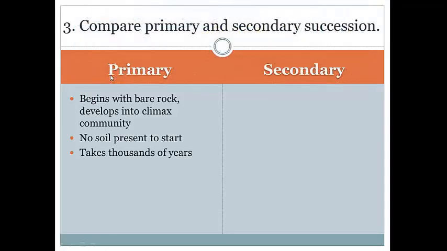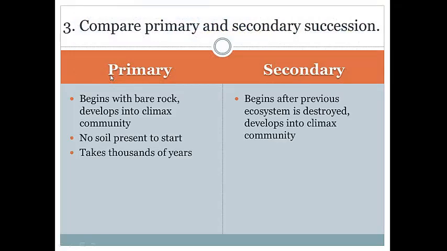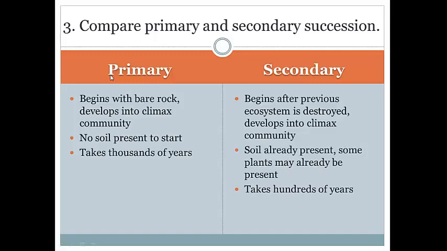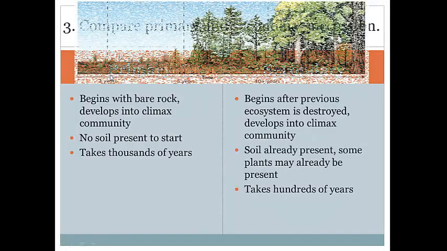Secondary succession is a little quicker because we begin after the previous ecosystem is destroyed. So maybe there is a fire or a flood, and we still have soil that's left behind, and there might even be some plants that are left behind or seeds that could quickly develop and grow into plants. This takes hundreds of years as opposed to thousands of years.